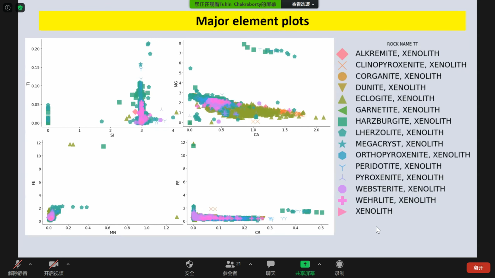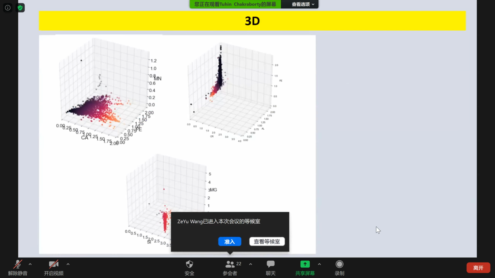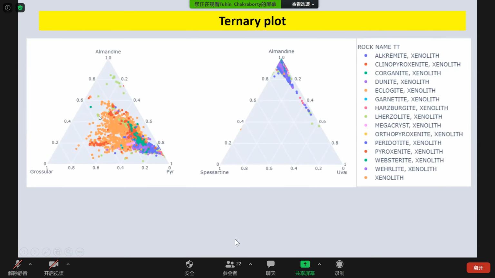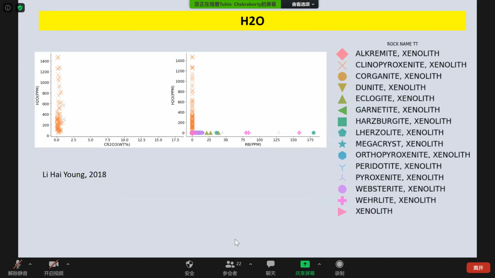This is some of the major element plots we have done, and these are some of the 3D plots. This is how the xenolithic garnet setups look. This is how the scatter is between almandine, grossular, and pyrope. This is some trace element plot where we can see some clear patterns, and this is how the H2O is varying.